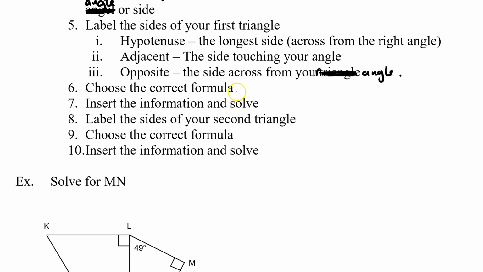So choose the correct formula, so that's sine theta, cos theta, tan theta. Insert the information and solve, then label the sides of your second triangle. So you have to do the whole thing again, because there are two triangles. Choose the correct formula, insert the information and solve.